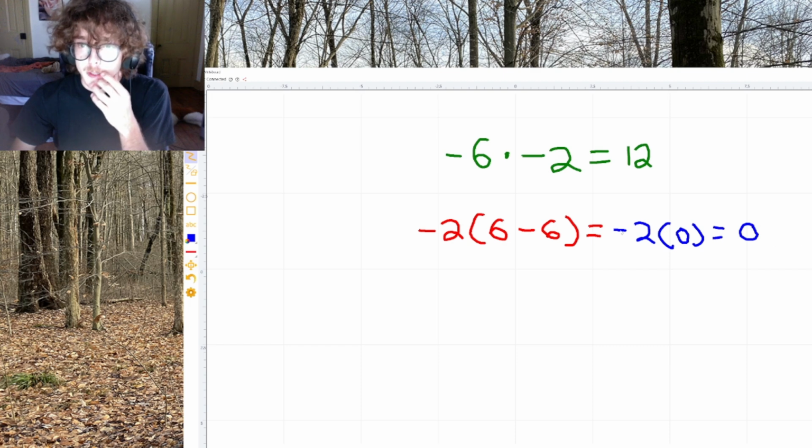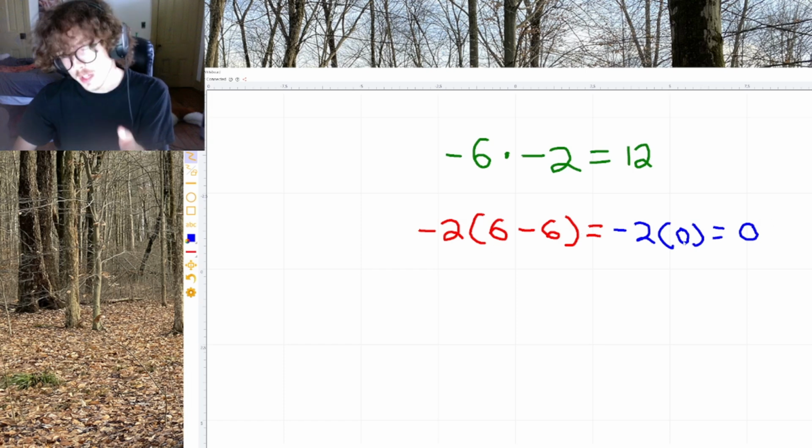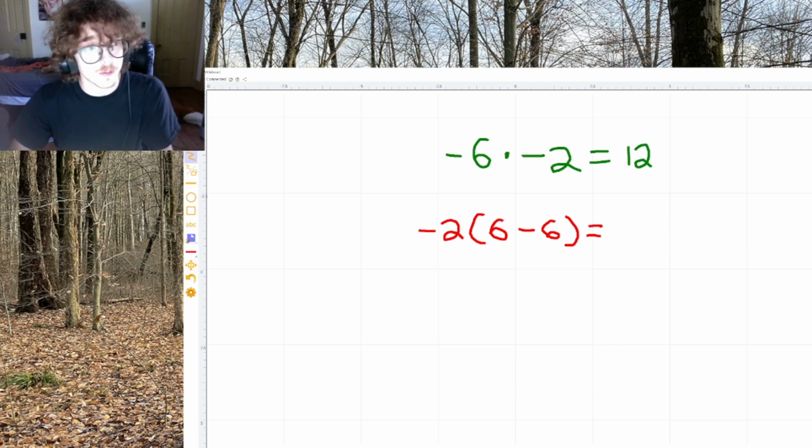Okie dokie, so we have this statement here that negative 2 times (6 minus 6) is equal to negative 2 times 0, which is just 0. So I'm actually just going to simplify this as to not confuse a single person that this is true. So this statement is obviously true. We just proved it. Let's do a little bit of manipulation here to make things a little nicer.